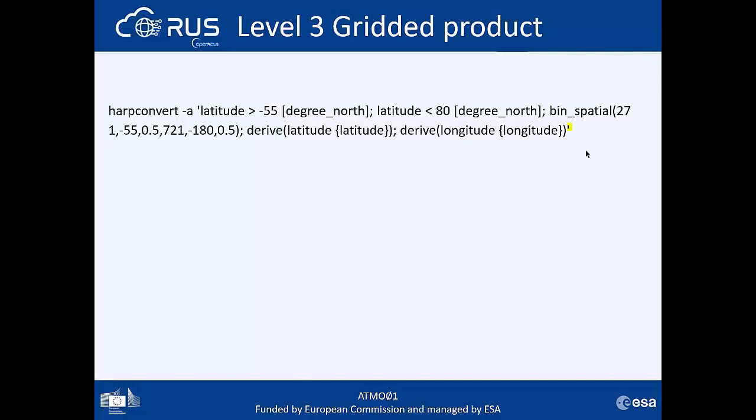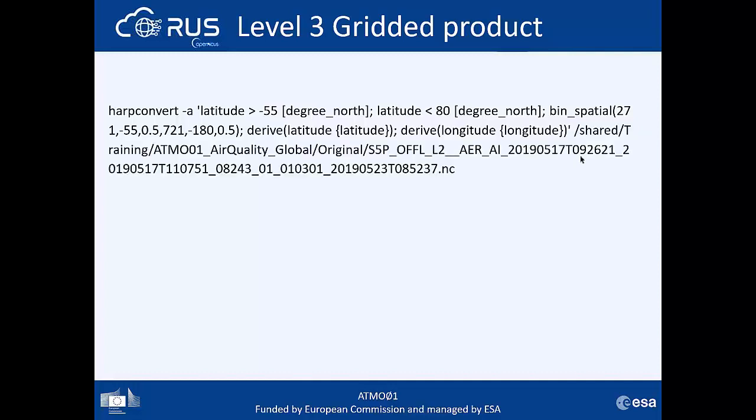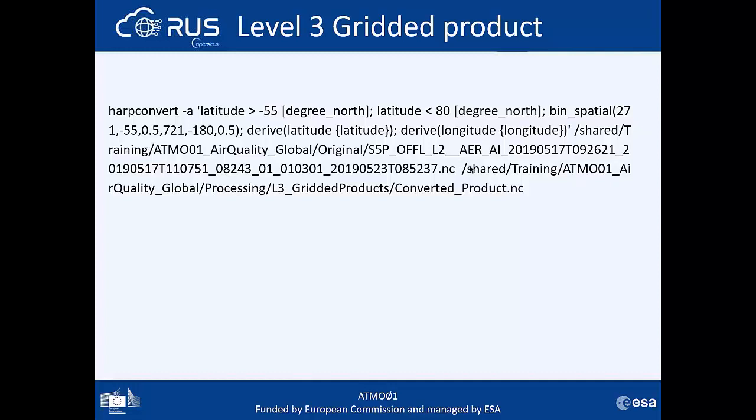Once this is set, the only thing you have to do is to set the path to the input product you want to process. In this case, we put the path, shared, training, etc. And then we put the Sentinel-5P product we want to process, and here you can see it. Next, we put the output directory where we want to save the output together with the output name of the result. In this case, my output directory is going to be this one, shared, training, processing, etc. And here you can see the output name for the product. And of course, we keep the same format for the product.